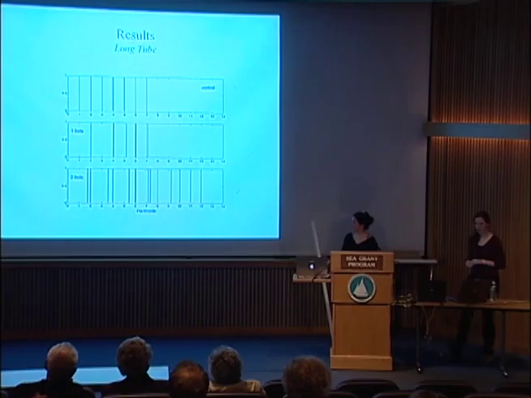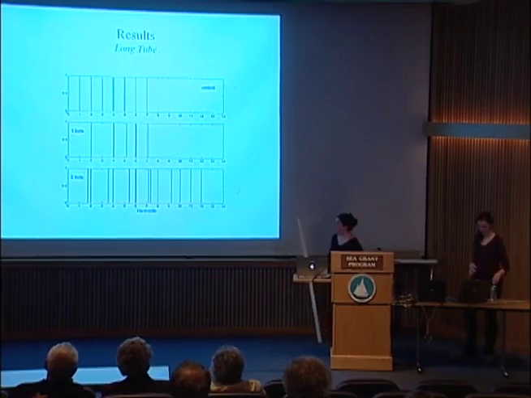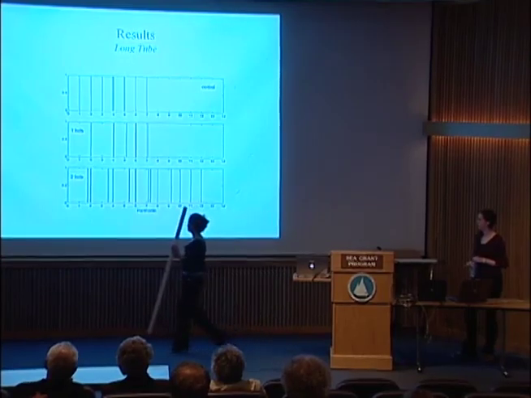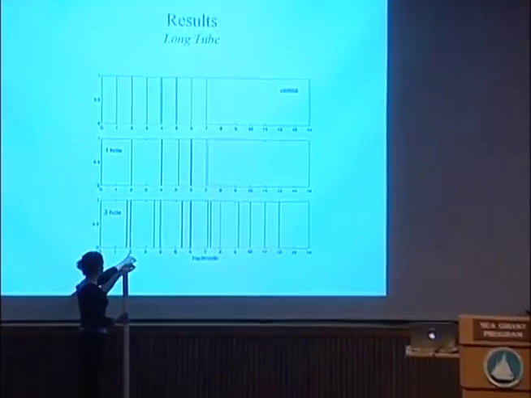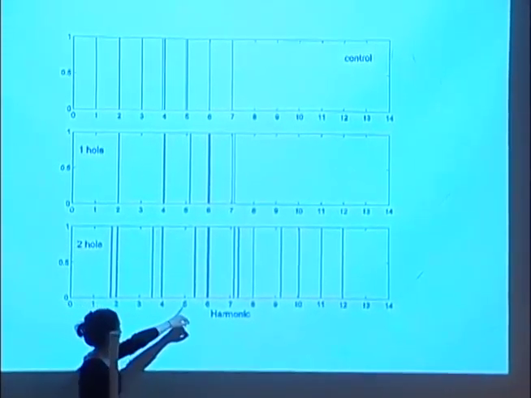There's still the presence of the even harmonics. It's the same with the narrower hole, but there were other harmonics as well. And we're not exactly sure where that is, but we have several theories.